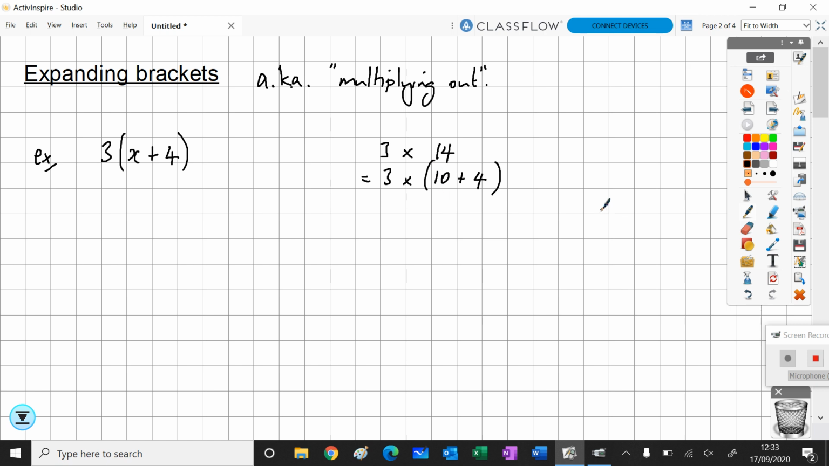This would be the same thing as using a grid method to multiply out this. We'd have the 10 here, we'd have the 4 here, we'd have the 3 here, and we would produce a not very tidy grid. 3 times 10 is 30, 3 times 4 is 12, and we would then say the answer is 30 plus 12, which is 42. That is, the 3 has to multiply the 10, and it also has to multiply the 4.